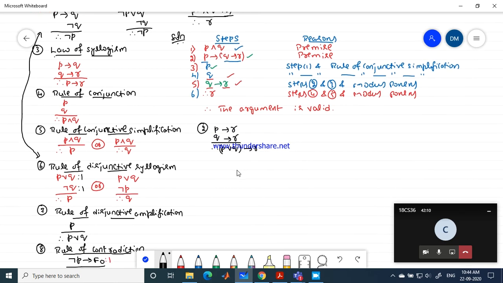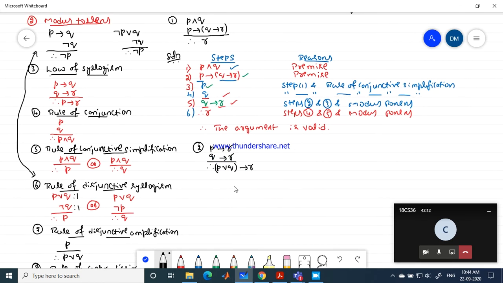Okay, we'll prove this result by using the rules of inference along with the laws of logic. Let me see how it works. I'll try this problem for you, and you can do the next problem from your side. Okay, steps, reasons.